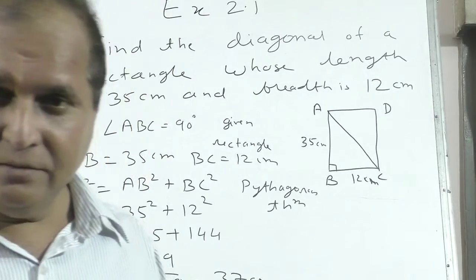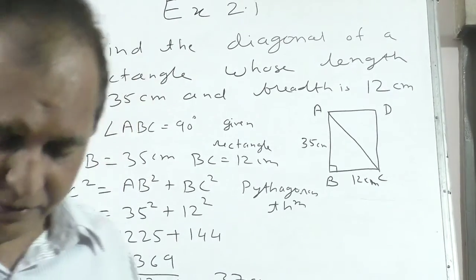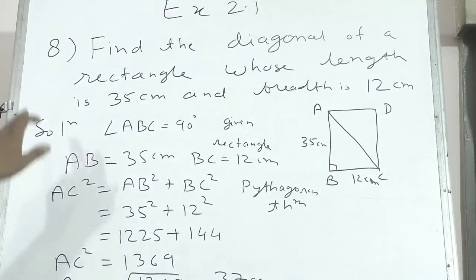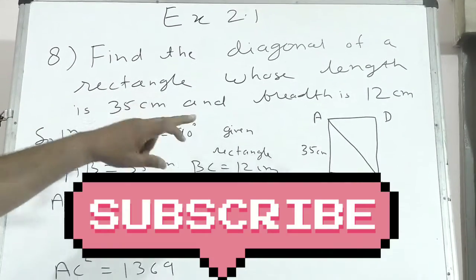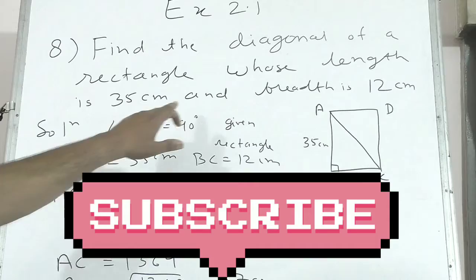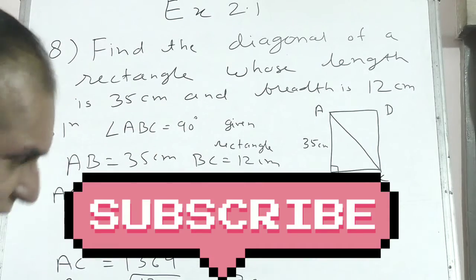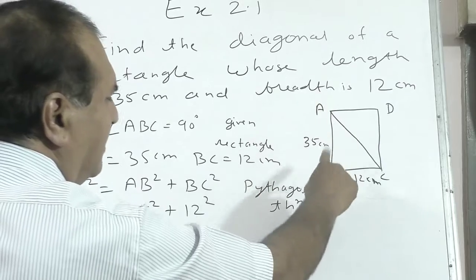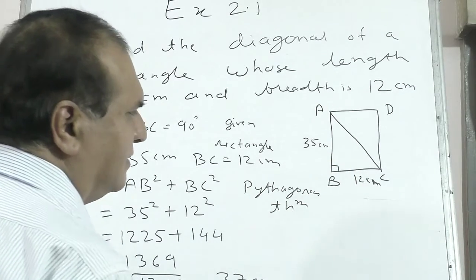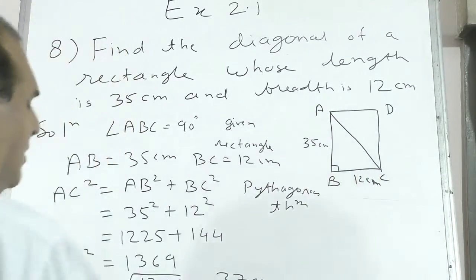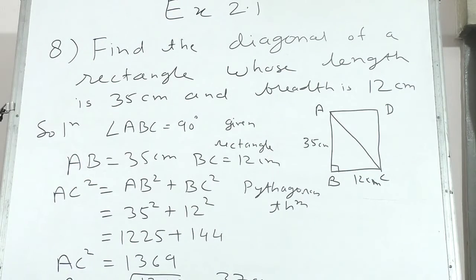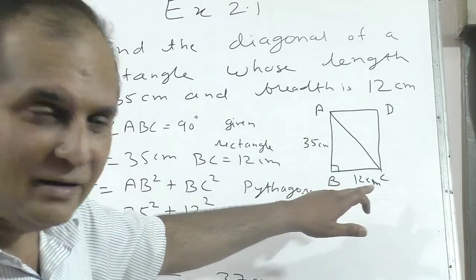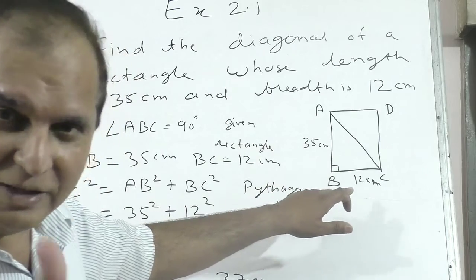Rectangle, you understand? All angles right angle. Okay? See. Find the diagonal of a rectangle whose length is 35 cm and breadth is 12 cm. Roughly I have drawn one diagram, rectangle ABCD, length 35, breadth 12. Okay? AC is the diagonal, you have to find out. You can easily understand ABC is a right angle triangle. So we can use Pythagoras.